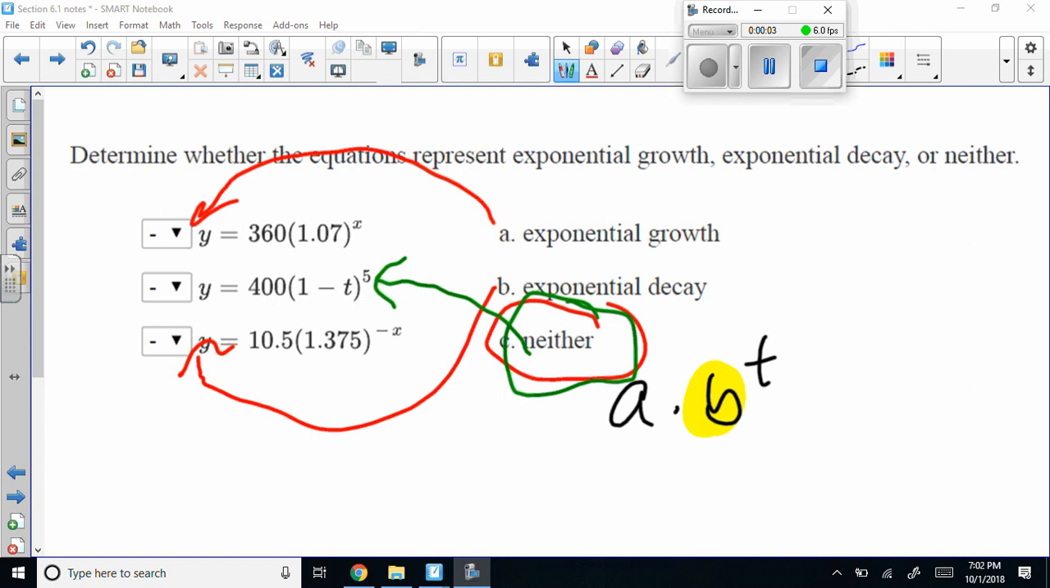All right, we're finishing 6-1. We'll do 6-3, 6-5, 6-6 is the order. So here we go. This is where we finished the other night, determining whether things were exponential growth, decay, or neither.